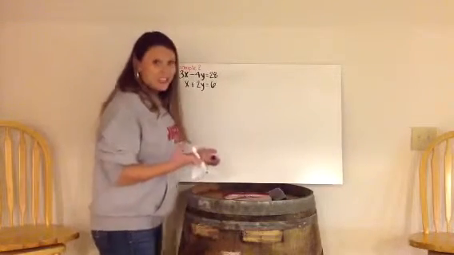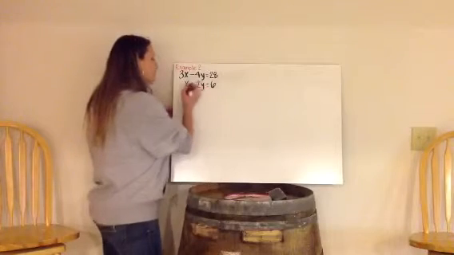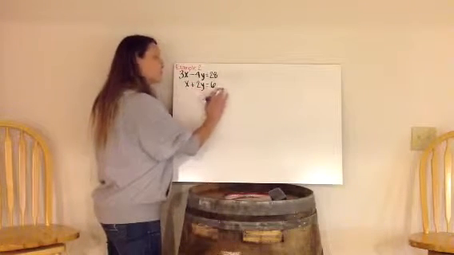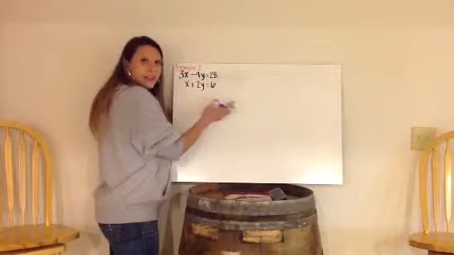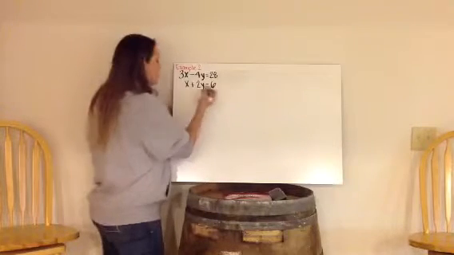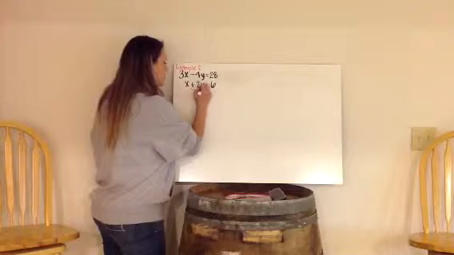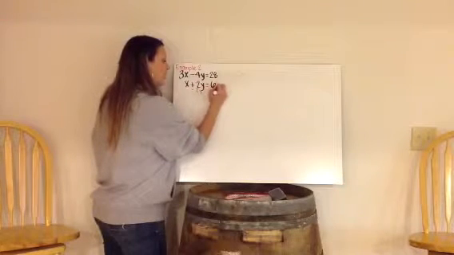I like to do less work if possible. So look at this one. If I move this 2y over, then it will say x equals. So I only have to move one thing and I've already got it solved for x. So that's what I'm going to do. So I'm going to subtract 2y on both sides.